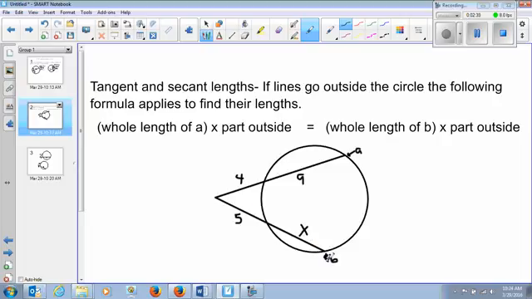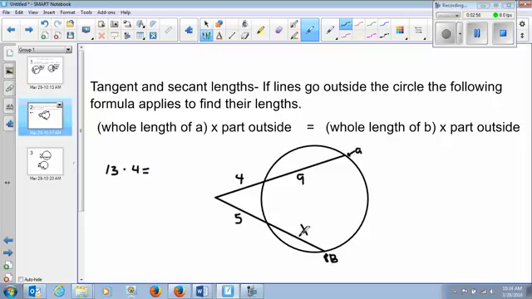So that's not 16, that's just an arrow pointing to B. Make that a little better. So we have A here. The whole length of A is not 4, it's not 9, it's 13, times the part that's outside, 4, equals the other whole segment.